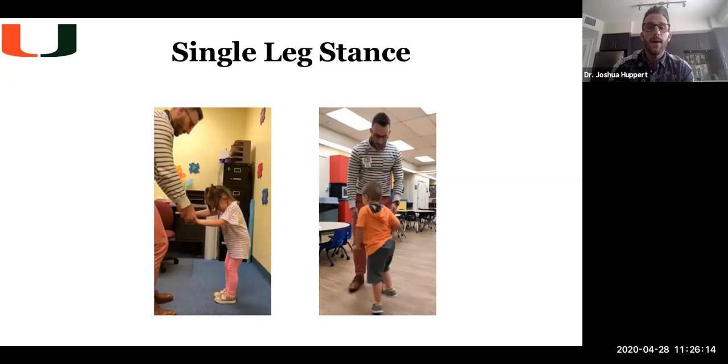And again, we have Lennox here who's 3, and we have Antoinette who's 5. And so you can see the difference in how that system is becoming more mature, even just over a couple of years.